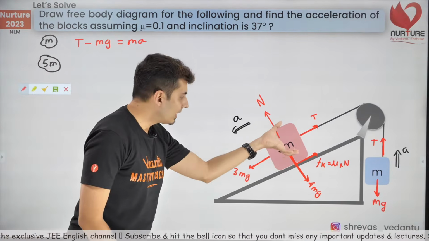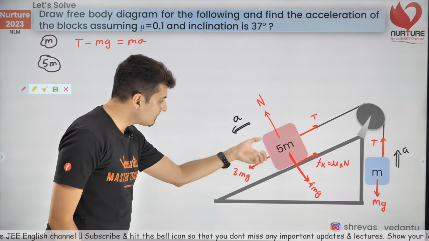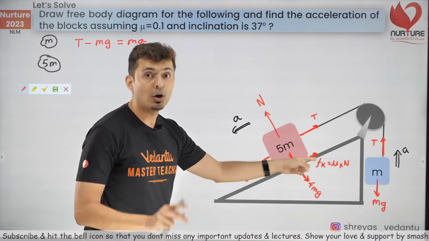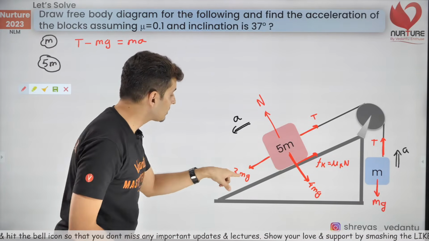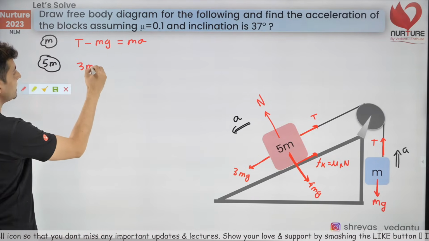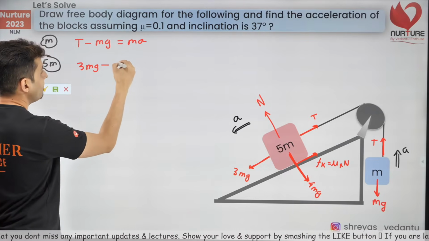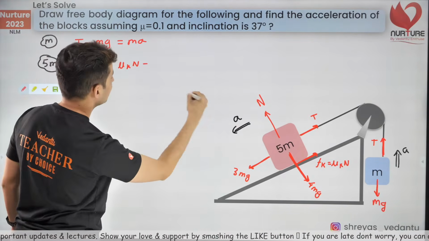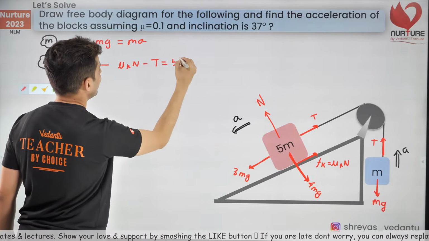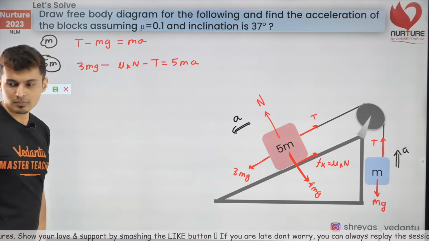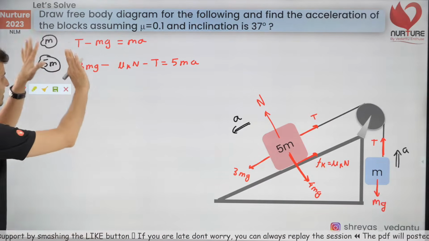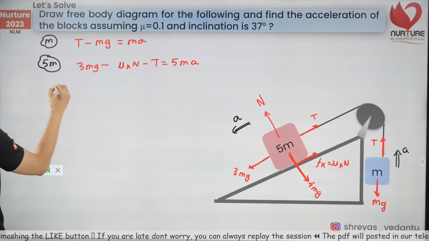Next, for the 5m mass, what will you write? Think about it. 5m is going down. 3mg is pulling it down, and tension and friction are opposing it. So net force will be 3mg minus friction, which is mu_k into N, minus that tension, is equal to 5m into a. Everybody getting it? Excellent. Now just solve this. It's not that difficult. I'll tell you what to do.